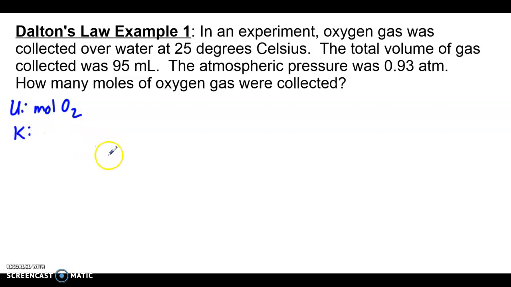Knowns, they tell us a lot of stuff here. They tell us that we're at 25 degrees Celsius or 298 Kelvin. We're going to go ahead and convert that. The volume of the gas is 95 milliliters or 0.095 liters. They also tell us that the total atmospheric pressure is 0.93 atmospheres.